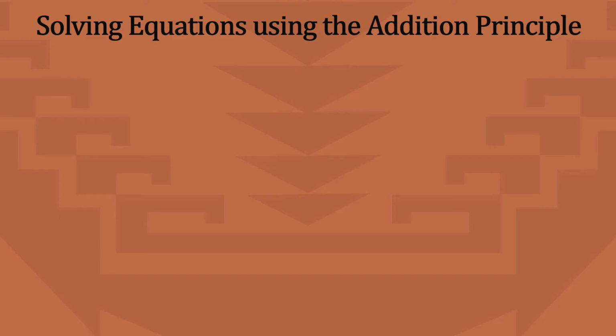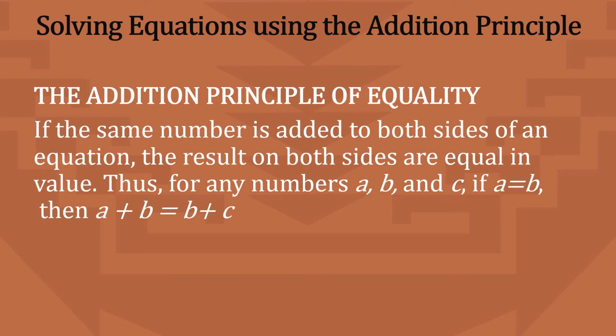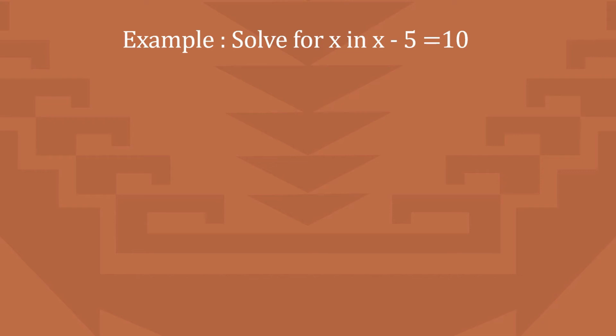Solving equations using the addition principle. The addition principle of equality: if the same number is added to both sides of an equation, the results on both sides are equal in value. Thus, for any numbers a, b, and c, if a equals b, then a plus c equals b plus c. Example, solve for x in x minus 5 equals 10.